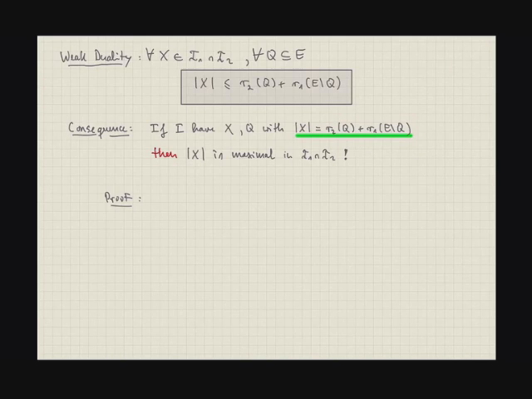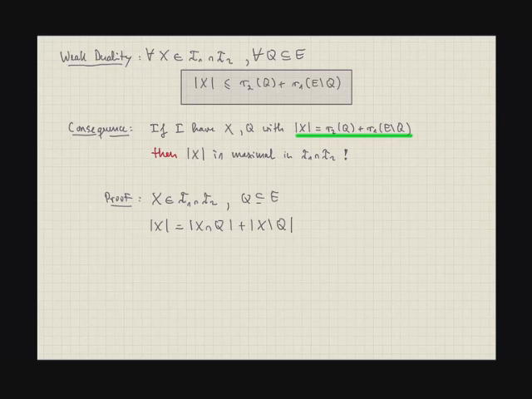Now for the proof, let us just pick an arbitrary set X, independent in the two matroids, and an arbitrary set Q, subset of the elements. What can I say about the size of the set X? Well, the elements of the set X, that's the elements that are contained in Q, plus the elements that are not contained in Q.